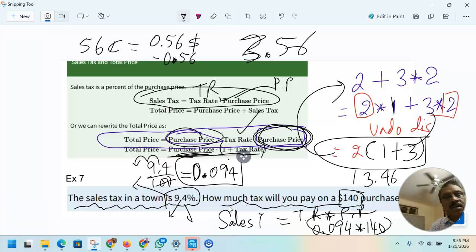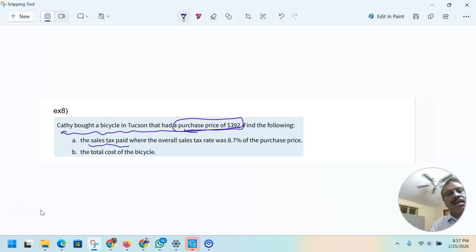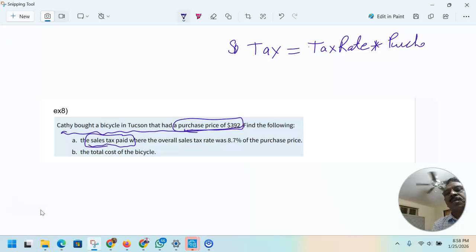So let's do the next one. Example number 8: Kathy bought a bicycle in Tucson and had a purchase price of this. You are given the purchase price. Find the sales tax paid. So first you find the sales tax. By formula, the tax is the tax rate multiplied by the purchase price, right? The tax rate is given to you here.